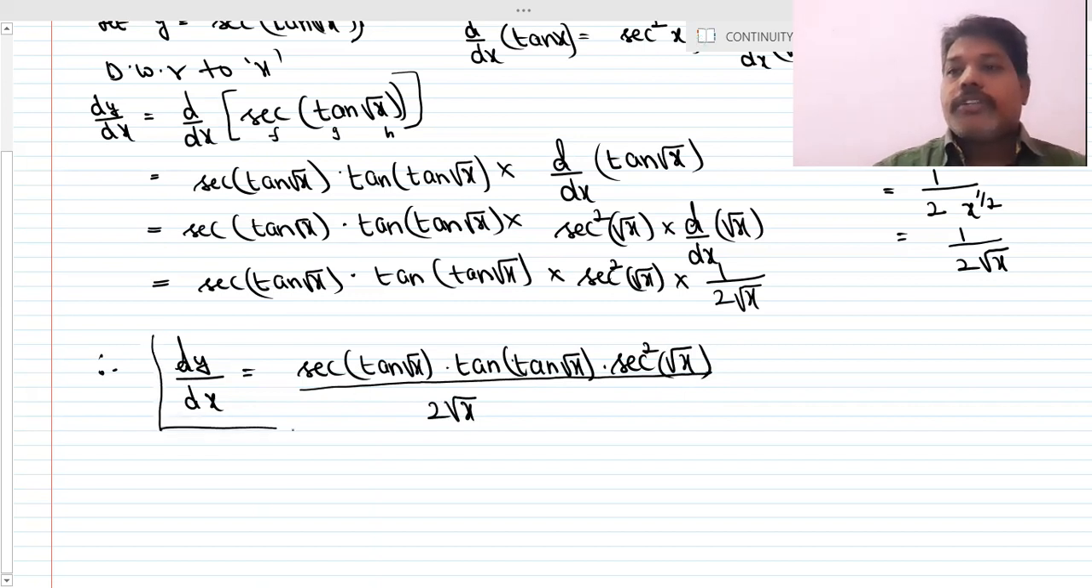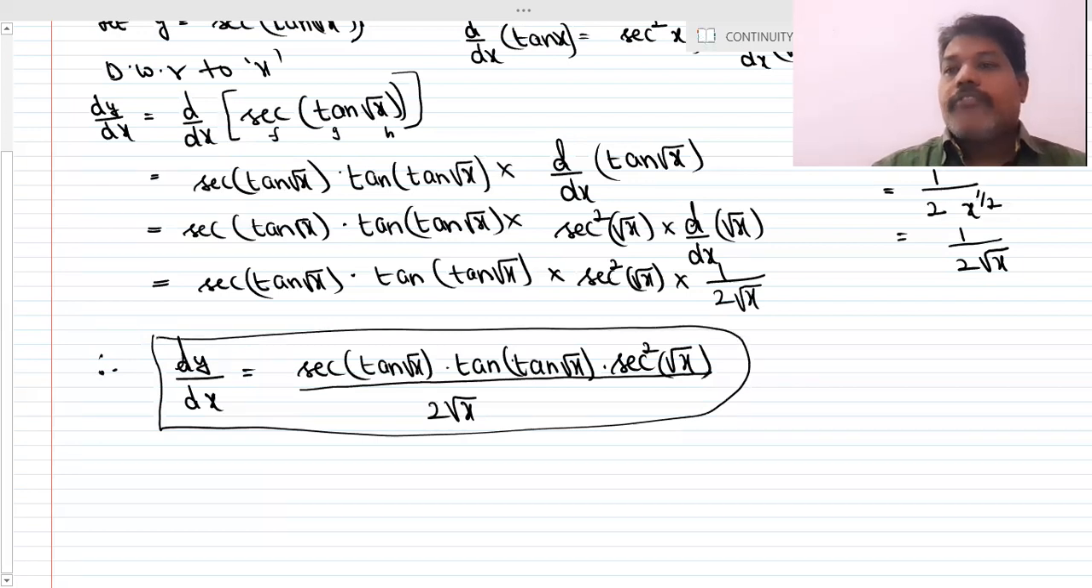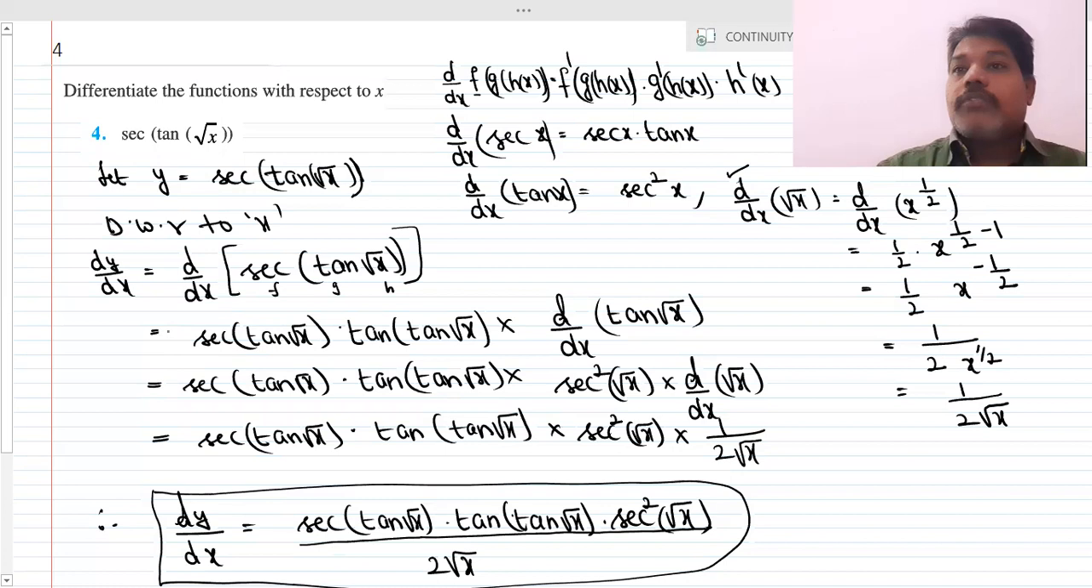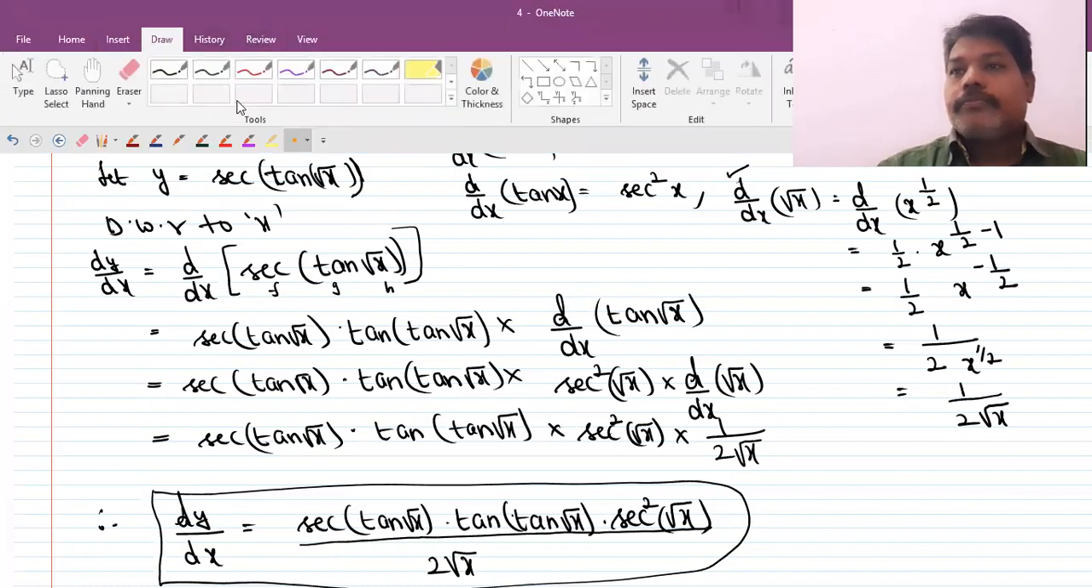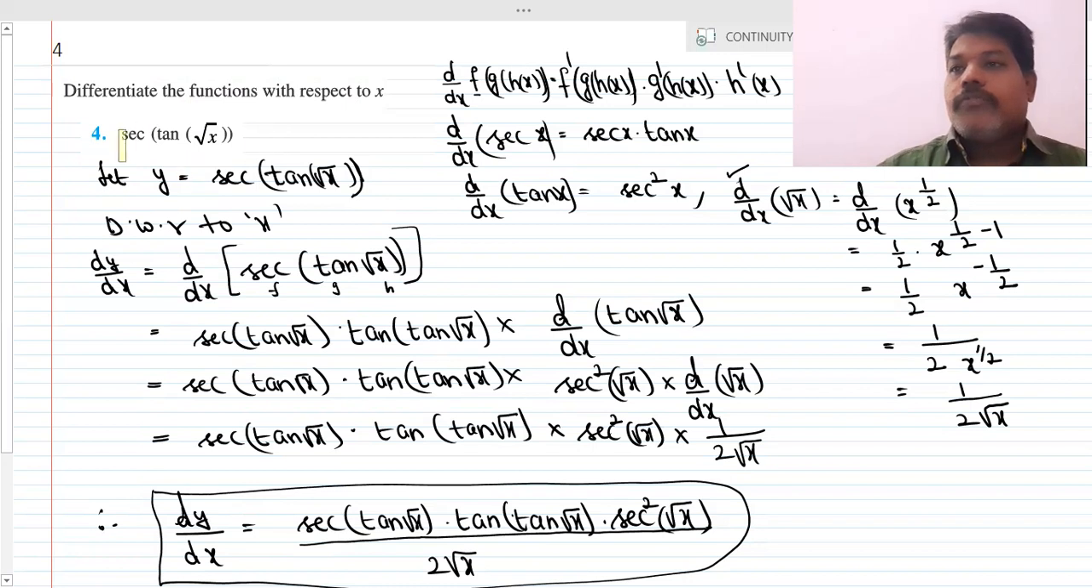So see that question, students. Three functions are given, so do that one carefully. First you have to understand that y is equal to secant of tan inverse of tan of root x. First you have to identify that secant, tan and root x, so three functions are there. You have to differentiate that function one by one.